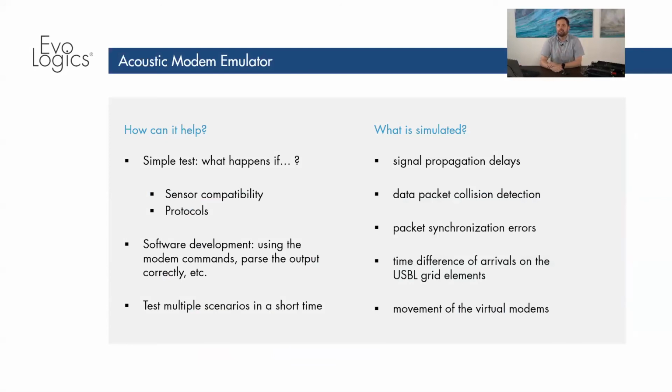I think all of this I have mentioned already. You can test different scenarios. You can also test different sensors for compatibility. And in our webinar about sensor integration, I mentioned a little bit more about that. Software development and testing multiple scenarios. We simulate different things. The signal propagation delays, for example, if you are at a longer distance, the signal will take longer to arrive. Data packet collisions, packet synchronization errors. So things that happen in real life are simulated here.